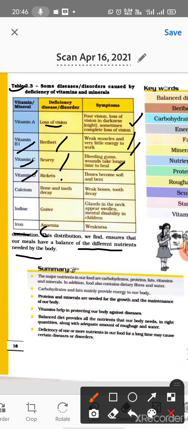Vitamin D, rickets. What will the deficiency? Rickets. And what will be the symptoms? Bones become soft and bent. हमारे जो bones हैं वो बहुत soft हो जाएंगे और bent हो जाएंगे. This is the symptom of lack of vitamin D.